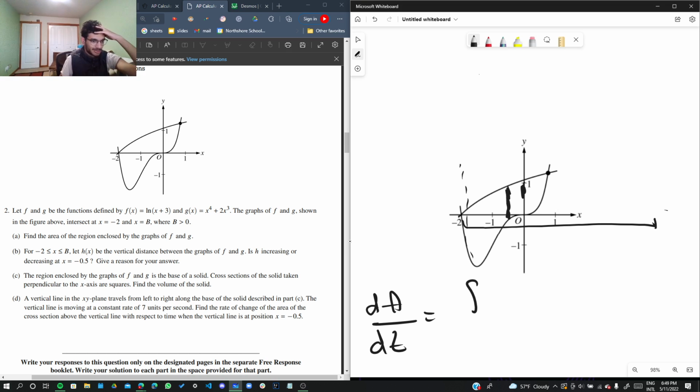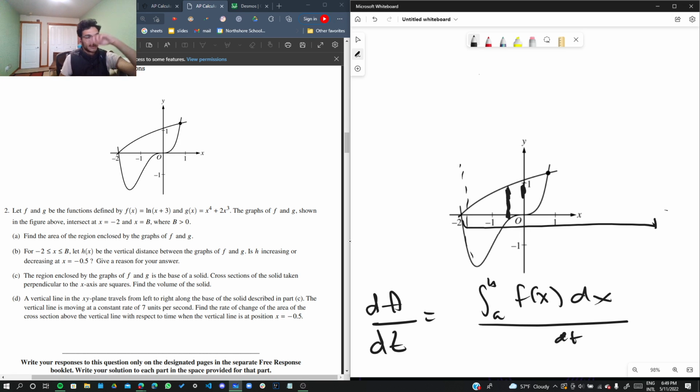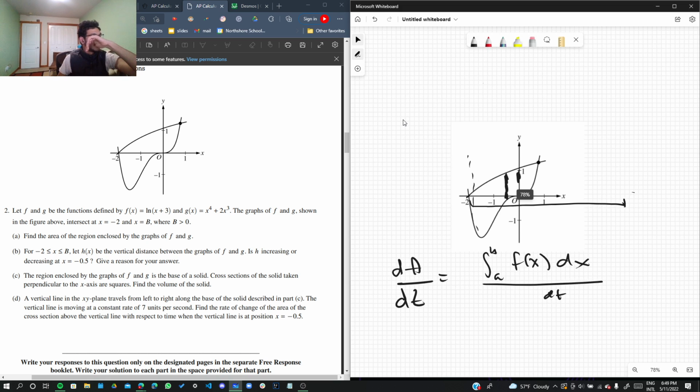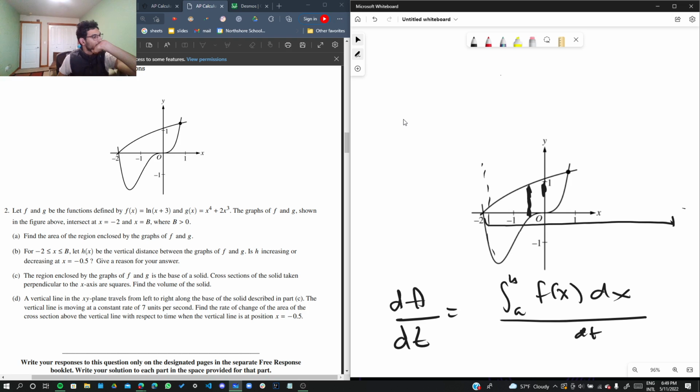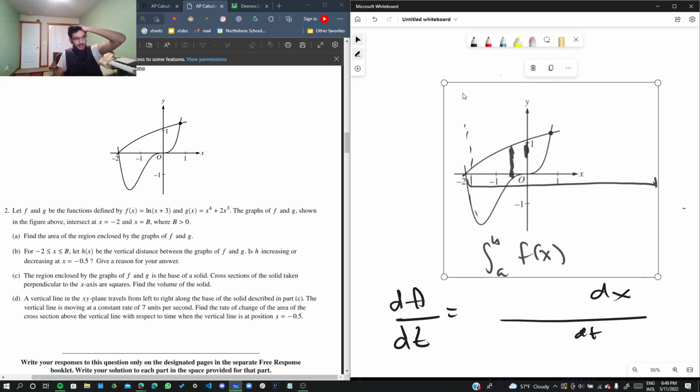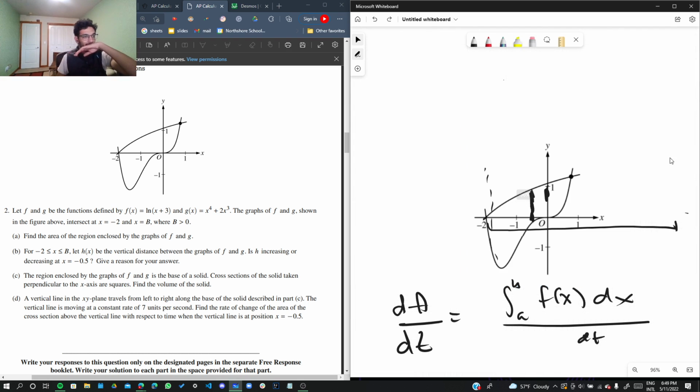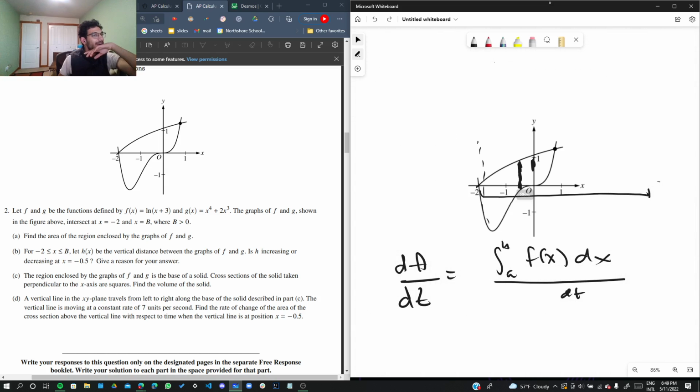I wish I could just come back to this, but let's just see. Area is just referred to as, okay, A to B. I'm just going to have a constant placeholder right there. A to B of f(x) dx. Area over time. Find the rate of change of the area. See, this is a good view of how to actually problem solve, right? Because I am struck. Rate of change of the area.